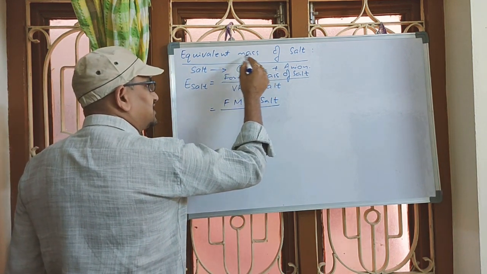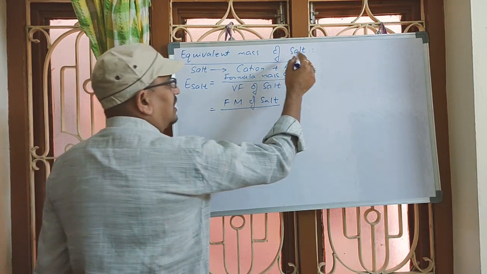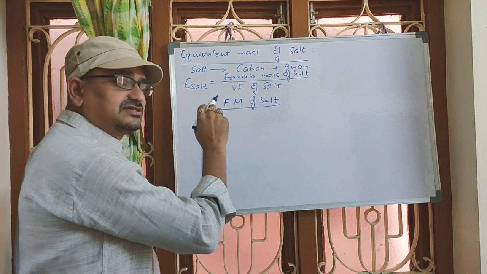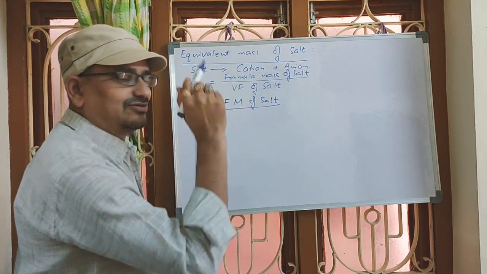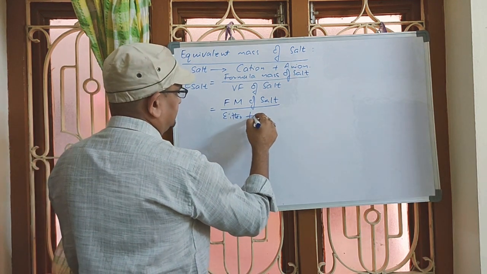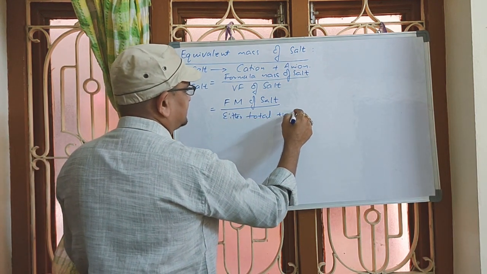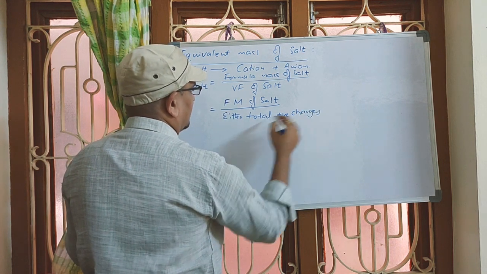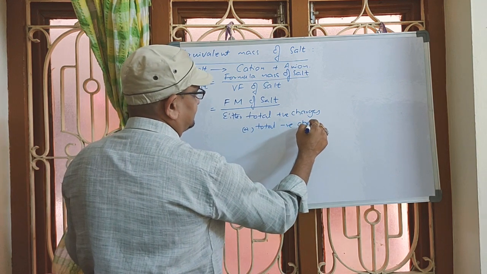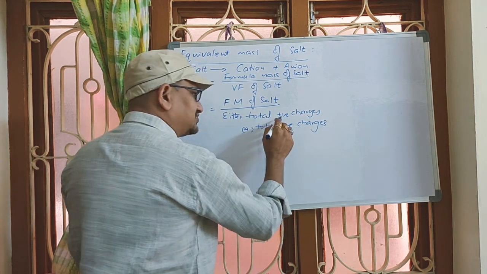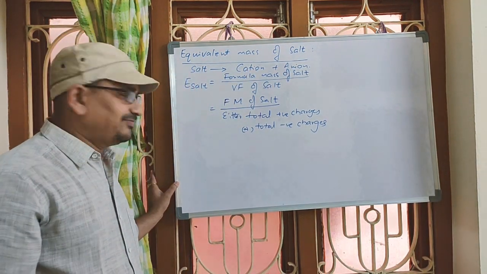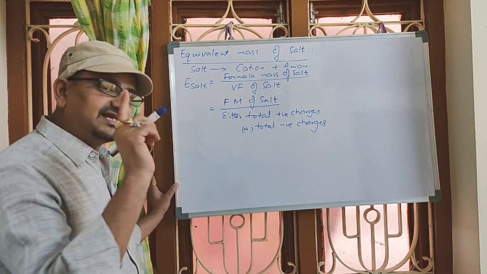Formula mass of salt over valency factor of salt. What is the valency factor of salt? Either total positive charges obtained in the form of cation or total negative charges in an anion. Either total positive charges or total negative charges. Either positive or negative we have to consider. Do remember that point. Either positive charges or negative charges, anyone.